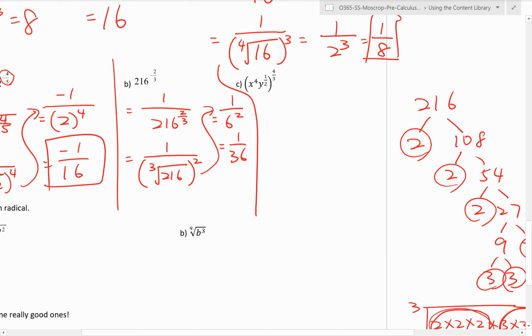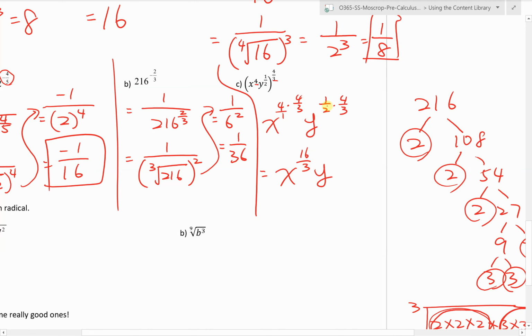Part C, it's not a number, so we can't actually evaluate. So what we can do is apply the exponent laws. We have an exponent of 4 to the power of 4 over 3. So we simply multiply 4 with 4 over 3. And for y, same thing, right? It's 1/2 times 4/3. Now we just need to multiply exponents. Recall 4 is the same as 4 over 1, so multiply, you get 16 over 3.